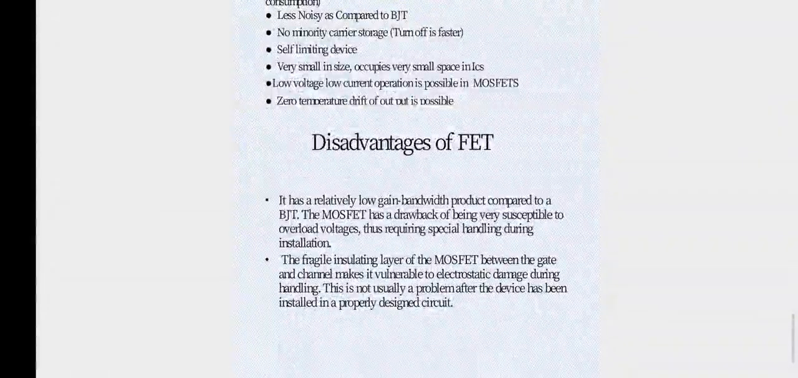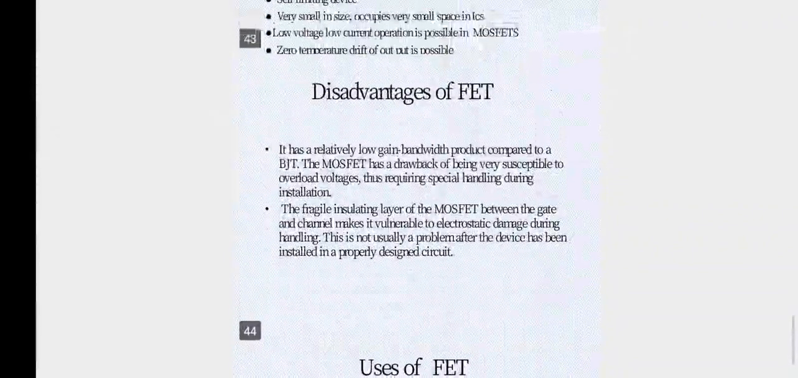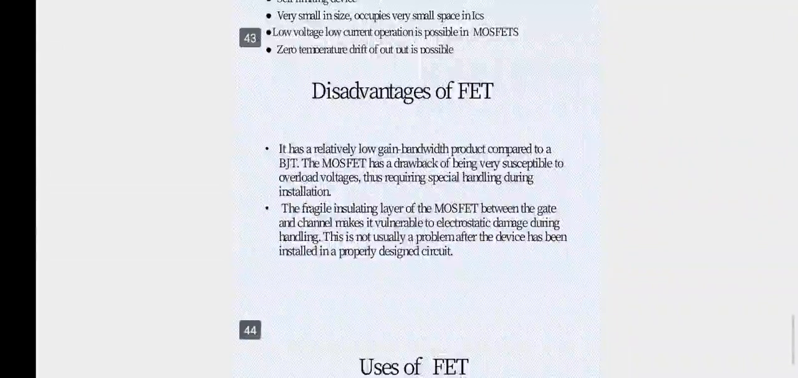So what are the disadvantages of it? It has relatively low gain bandwidth product compared to BJT. The MOSFET has a drawback of being very susceptible to overload voltages, requiring special handling during installation. The fragile insulating layer of the MOSFET between the gate and the channel makes it vulnerable to electrostatic damage during handling. This is not usually a problem after the device has been installed in a properly designed circuit.